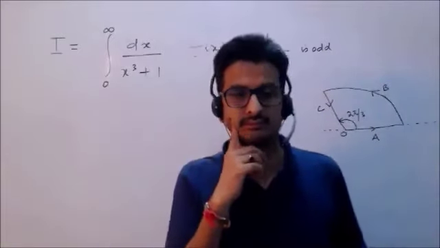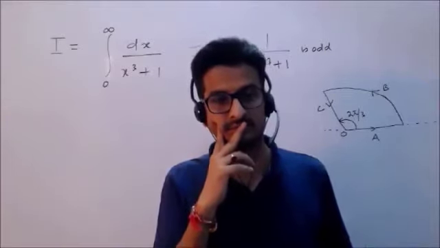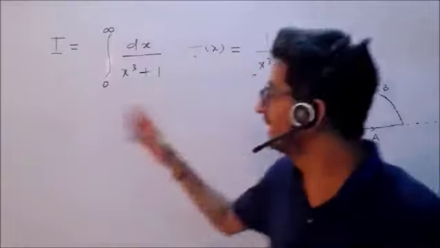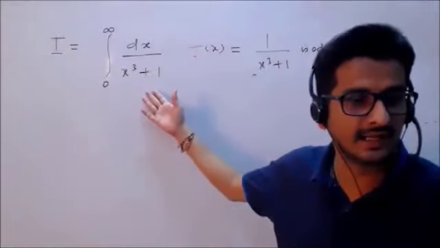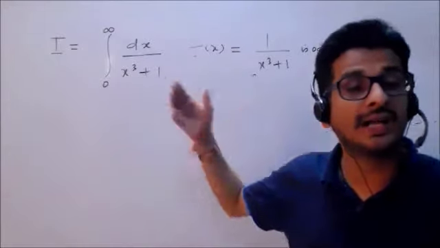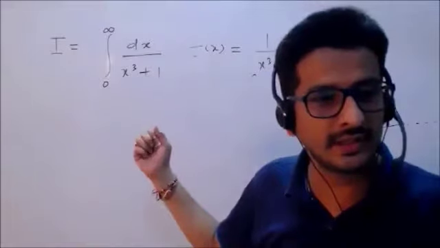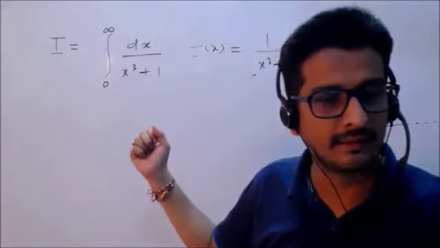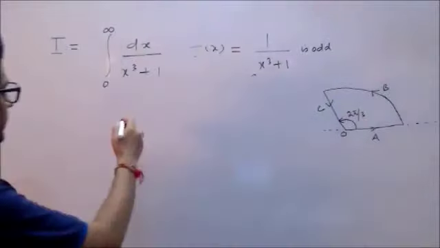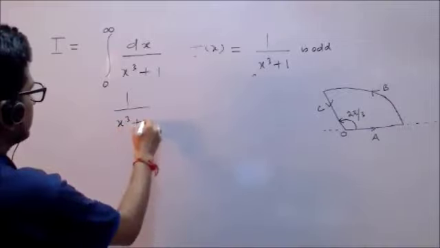Sir, just one question. Why is this an odd function? Because, sir, f of minus x is not equal to minus f of x in this case. No, this is an odd function, no? Acha, why is this an odd function? You are asking that? Yes, sir. So it is an odd function because if you write it like this, 1 upon x cube plus 1.